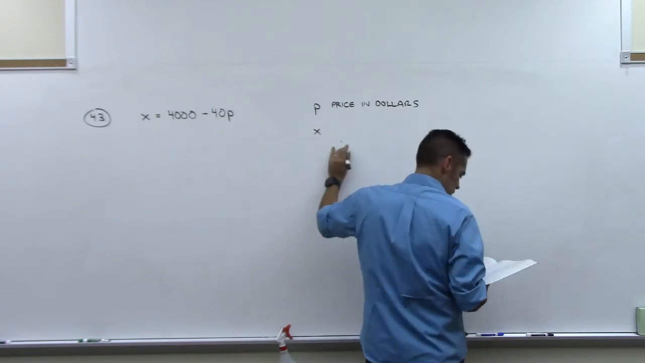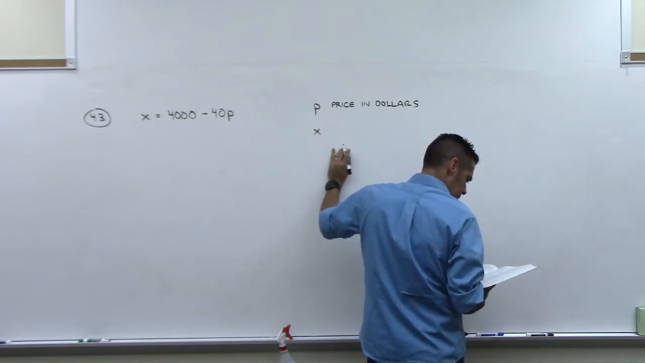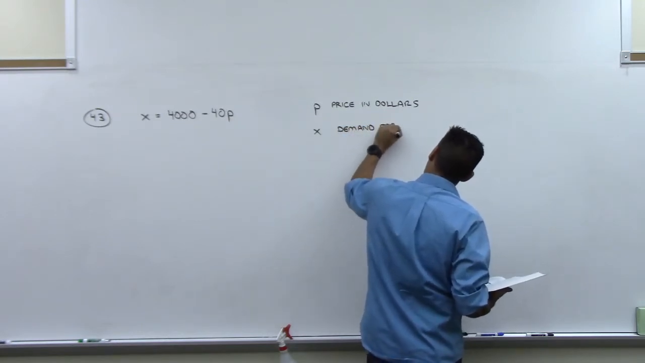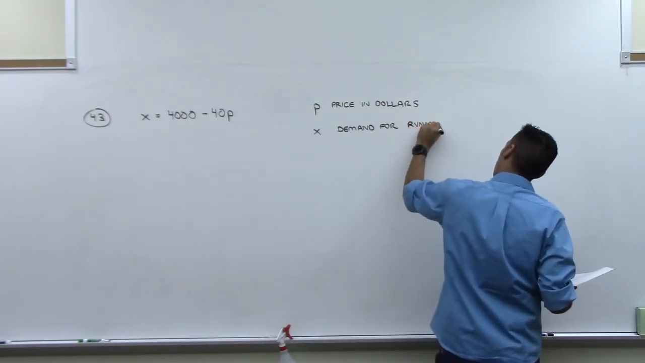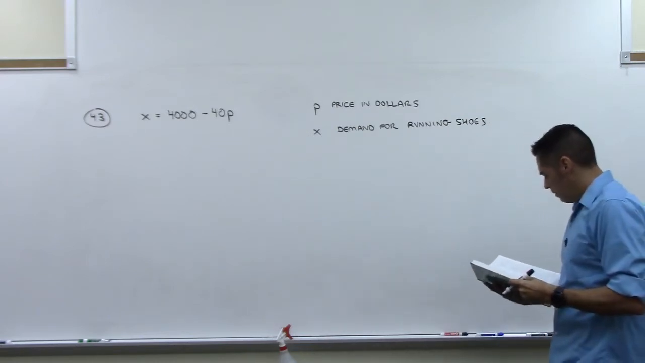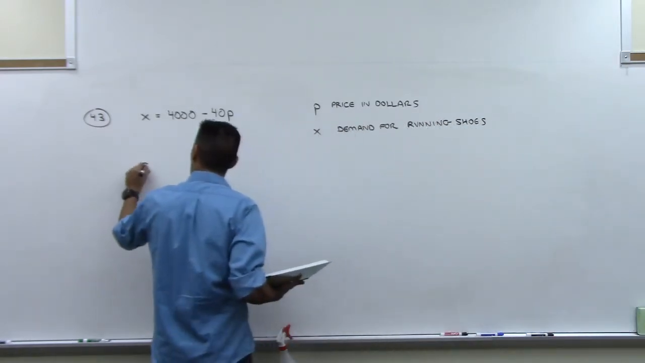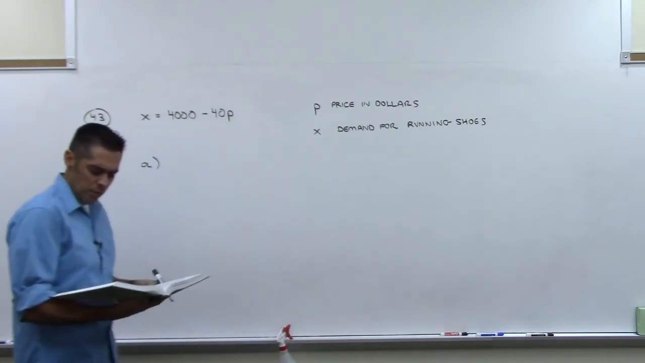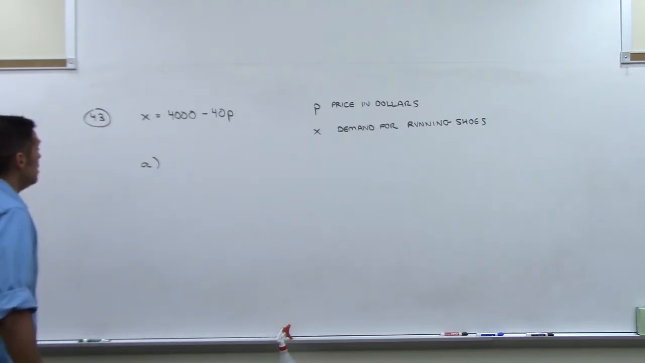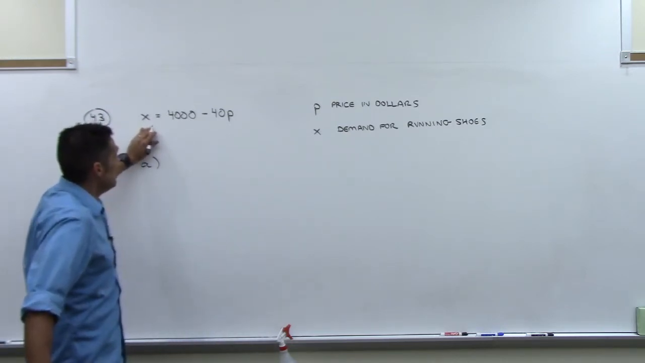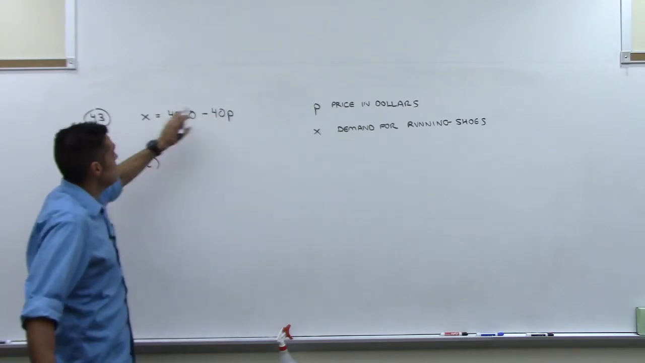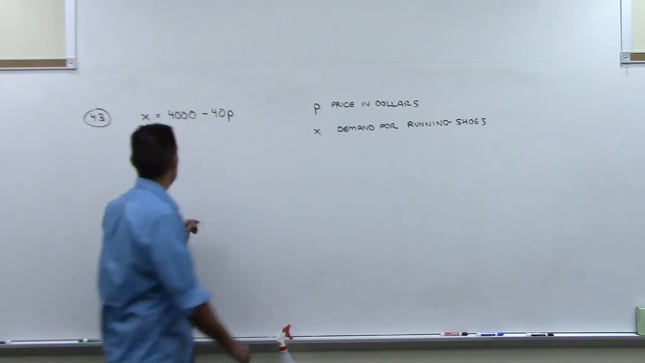And X is the demand for running shoes. Okay, there we go. All right. First thing it says, part A, is to express the price P in terms of demand, and then define the domain. So right now, our demand is expressed in terms of price. So you give me price, I'm going to be able to come up with demand. Part A says express the price in terms of demand. So we want to solve this for P.